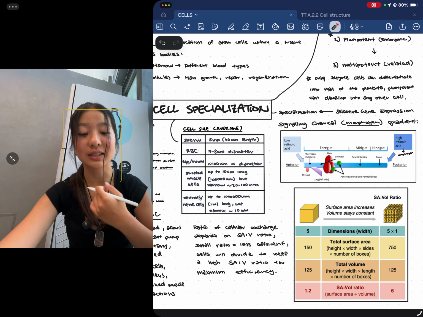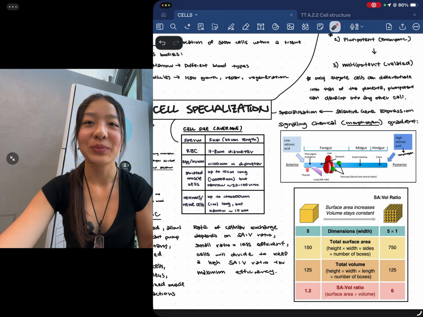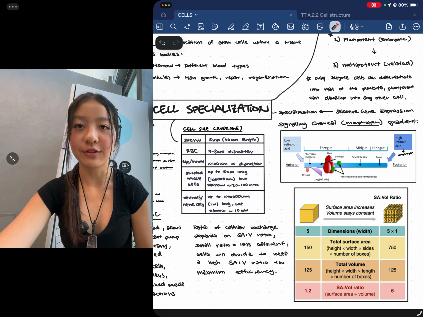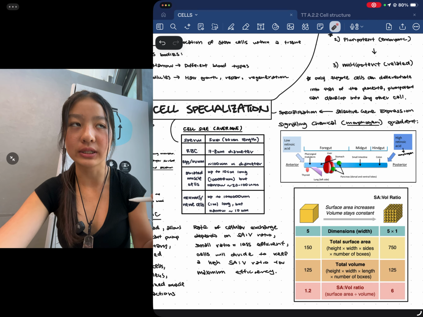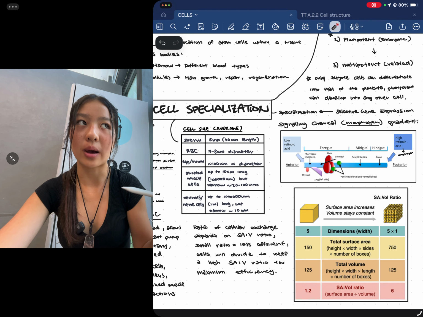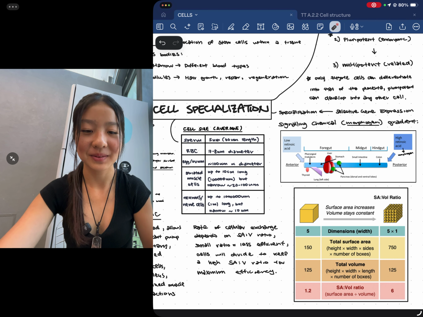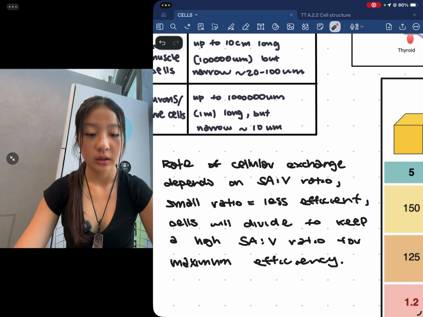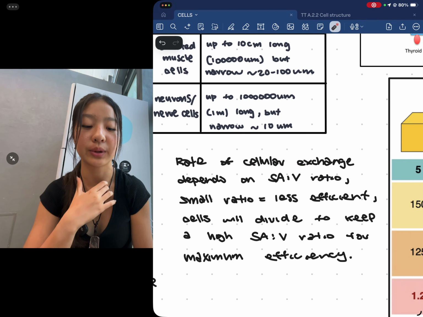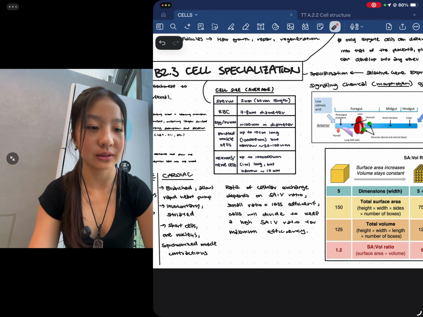So the three ways a cell can do this is by being thin and flat, being folded or invaginated, or having villi and microvilli. And this is all ways of maximizing the surface area so that more materials can be exchanged in the environment. The rate of the cellular exchange depends on the surface area to volume ratio. So again, cells will always divide to keep a higher surface area to volume ratio.